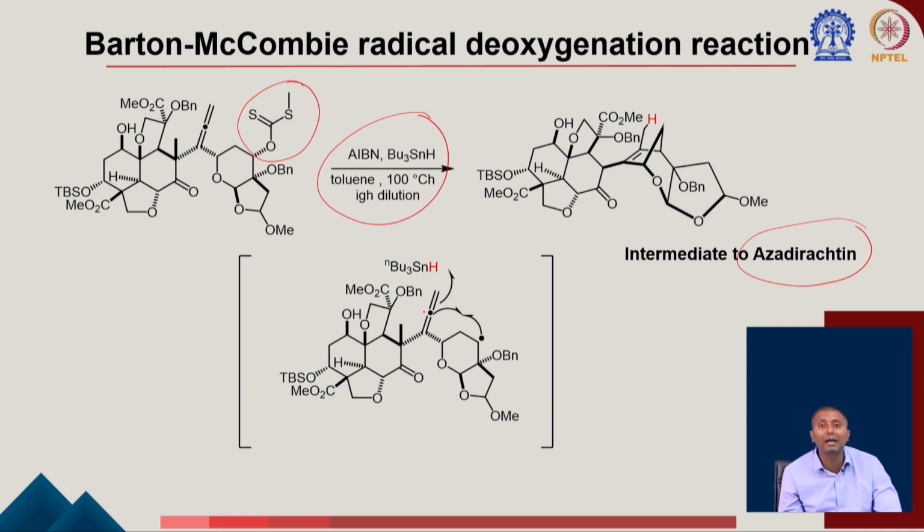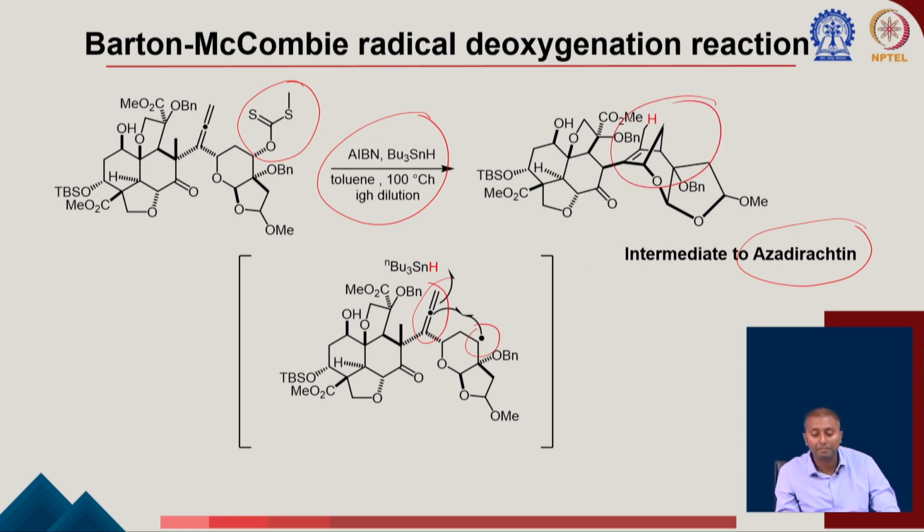As I mentioned, the fate of this radical is not always going to the corresponding H; it can also participate in an intramolecular reaction. That is happening here. It is attacking here, participating in an intramolecular cyclization between this allene and this radical, ending up making this type of product here.